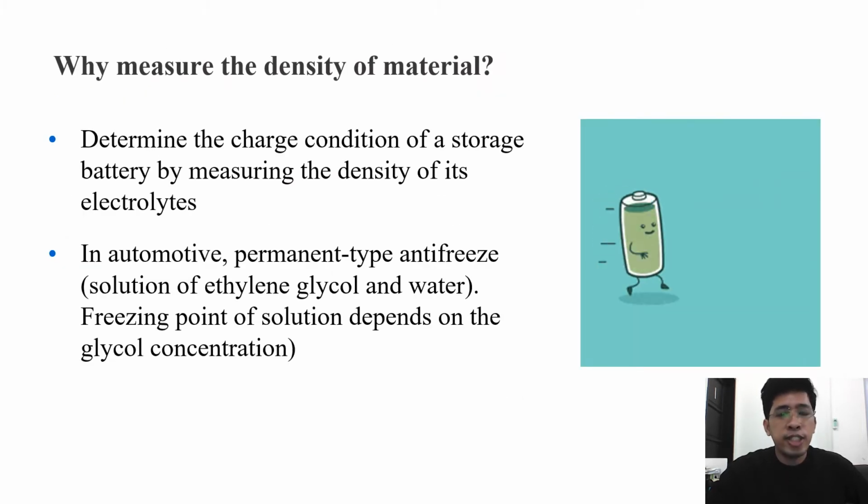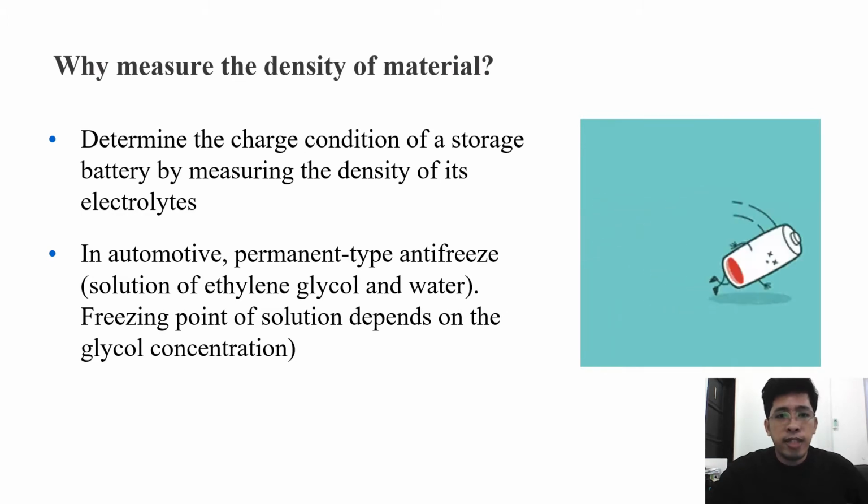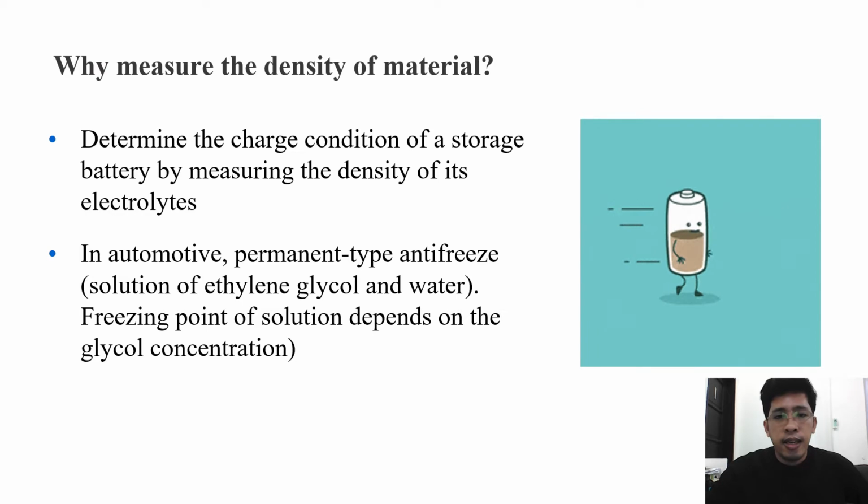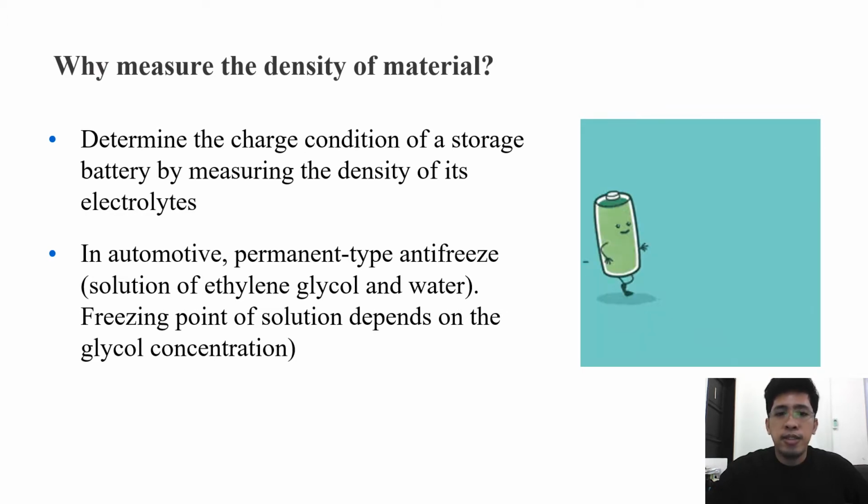So why do we measure the density of a material? The density of a material has many uses. For example, it can be used to determine the charge condition of a storage battery by measuring the density of its electrolytes. There is a known value for the density of the electrolytes, and you can compare it with the density of the electrolytes in your battery, and then you can say that this battery is still in good charge condition, or this battery needs to be replaced.